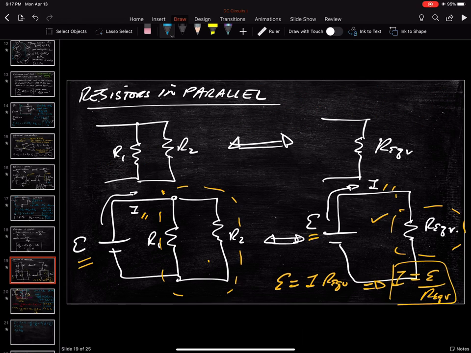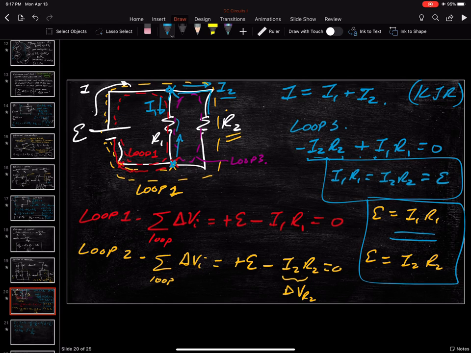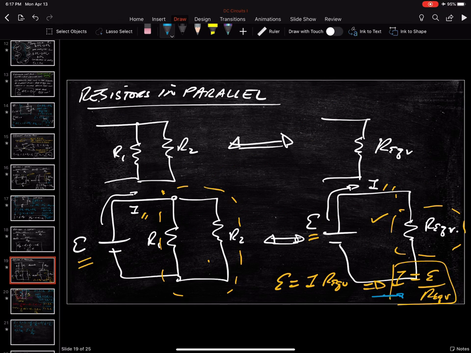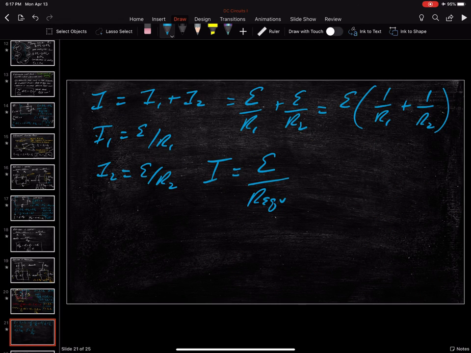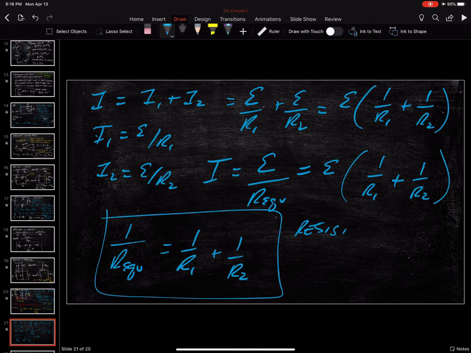Now if I go back here and remember what my I also is in terms of my equivalent circuit, I found that I was equal to E over R equivalent from this equivalent circuit back here. But now it's the same I, it's the same E, so this should also be equal to E times (1 over R1 plus 1 over R2). And therefore, 1 over R equivalent is equal to 1 over R1 plus 1 over R2. And this is resistors in parallel.